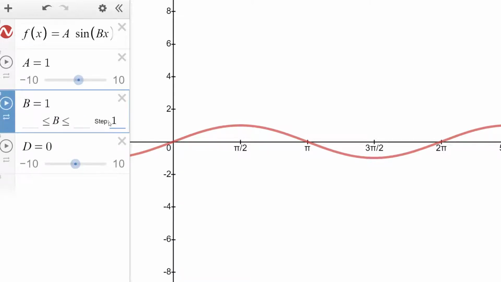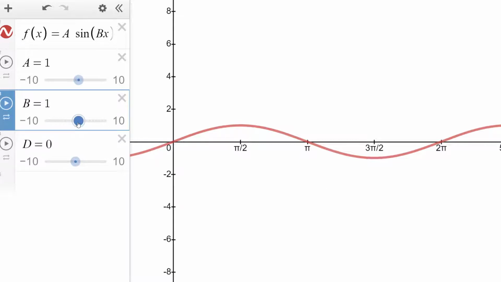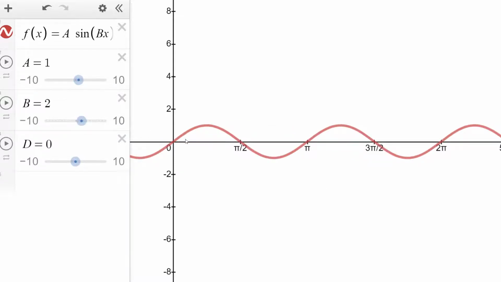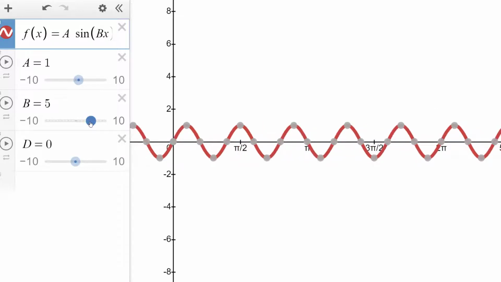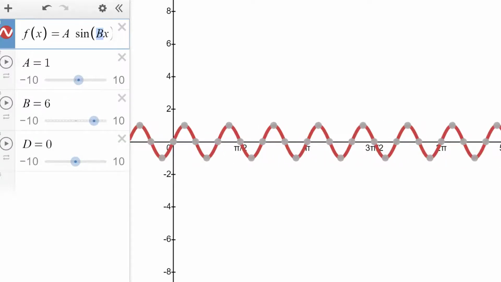Let me step by 1 here. Let's suppose instead we go to b equals 2. Now notice what happens. We go through 2 full cycles from 0 to 2 pi. If we go to b equals 3, we go through 3 full cycles from 0 to 2 pi. And you can keep doing that all day long. In fact, that coefficient b right here tells you how many cycles you have between 0 and 2 pi. That's kind of a neat way to think about it.